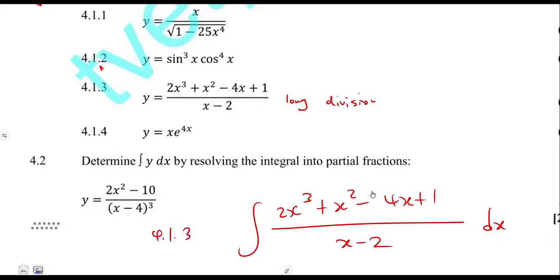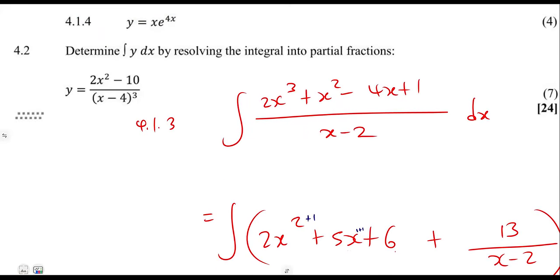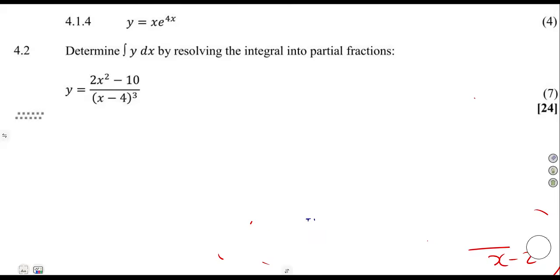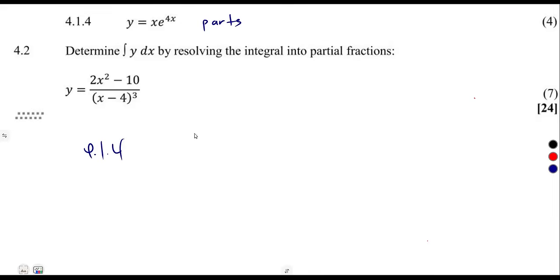Okay. Then let's see another part, which is 4.1.4, a product. And for that product, you can use integration by parts. Under integration, when you've got a product like this, that's simply by parts. So 4.1.4, we understand that it's going to be the integral of x e to the exponent of 4x with respect to x.